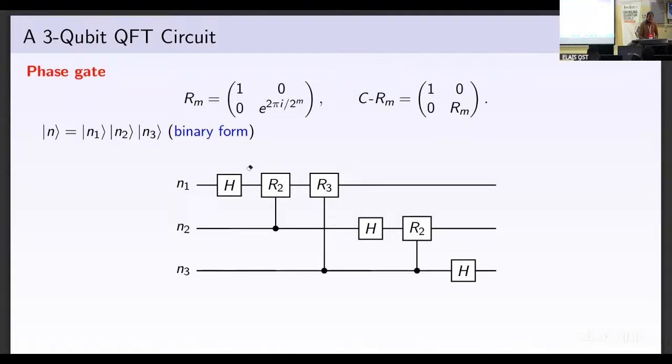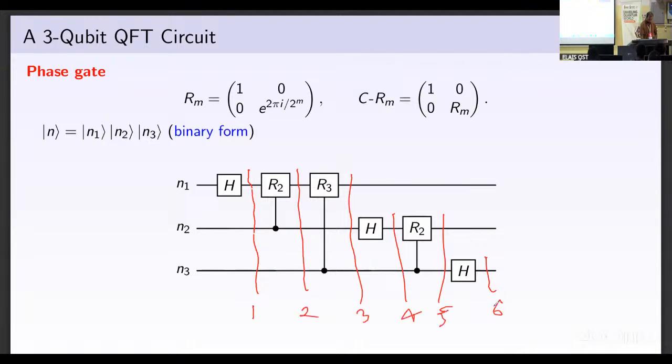So to look at the action of gates in a circuit, we divide it and evaluate the state at each part. So we divide it at, so this is step 1, 2, 3, 4, 5, and 6.